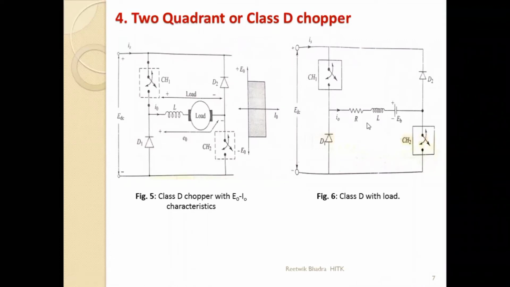So that circuit is simplified into an RLE load. Your motor has been replaced by RLE, so R, L, EB. Check the polarity of your EB. This side will obviously be plus, and this side will be minus.